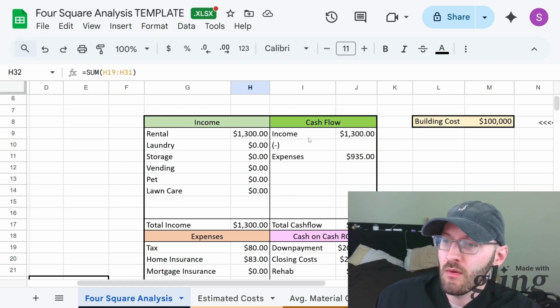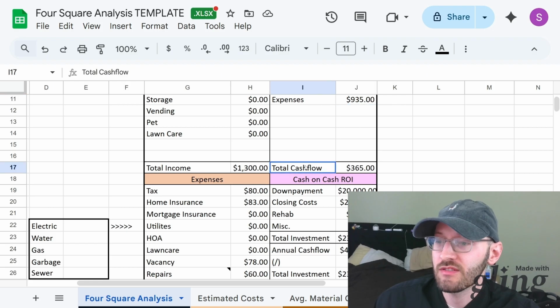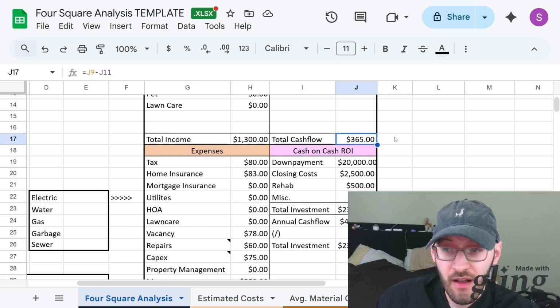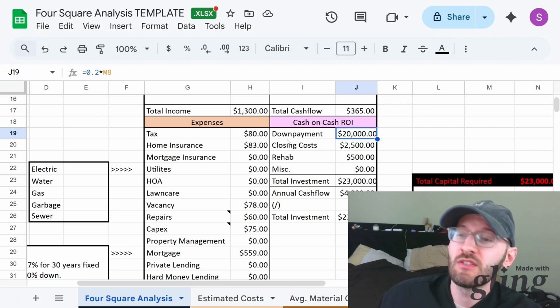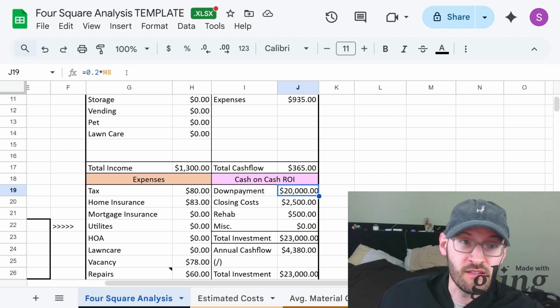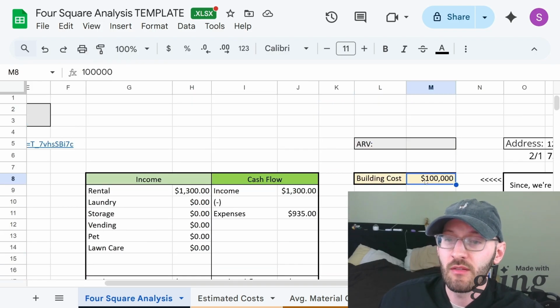Anyway, we've got total expenses up to $935. Okay, we've got income of $1,300. The expenses is $935. So your total positive cash flow is $365. The down payment's going to be 20% of the home sale price. In this formula here, you see it's 0.2 times M8, which is the sale building cost right there.